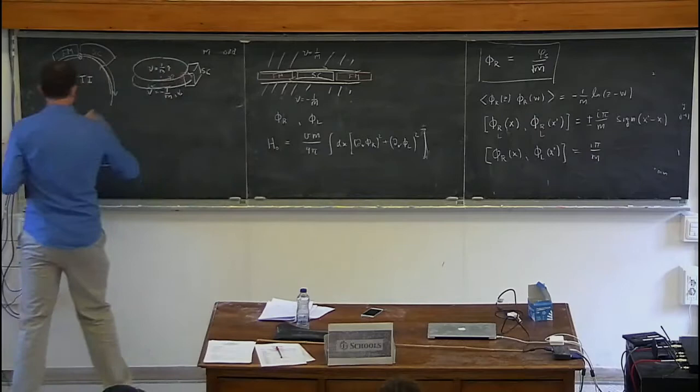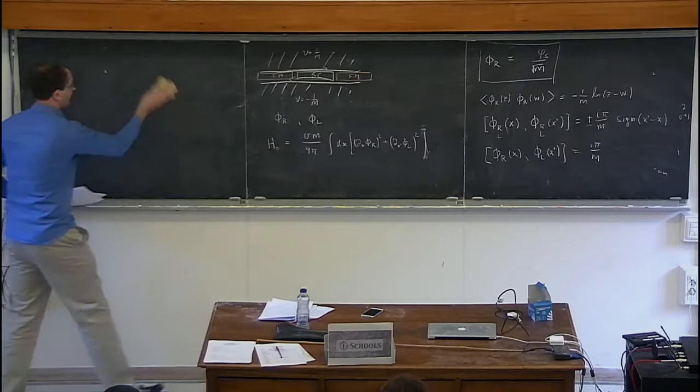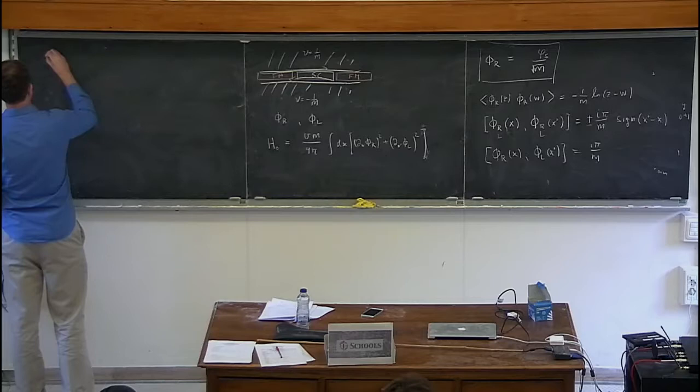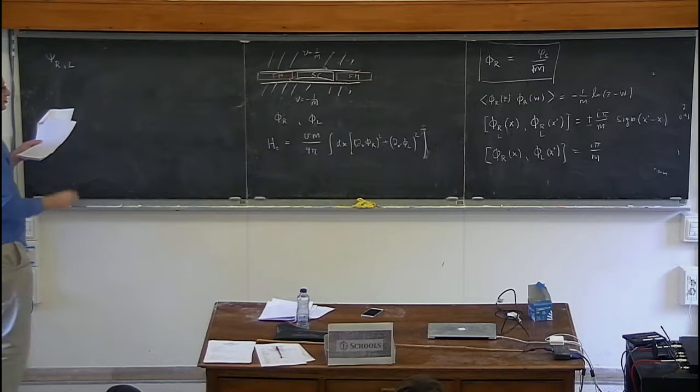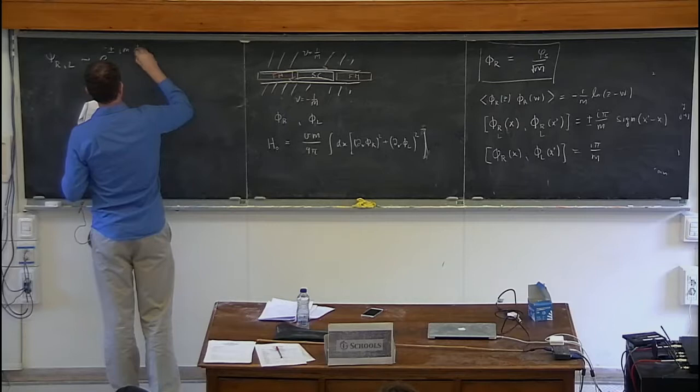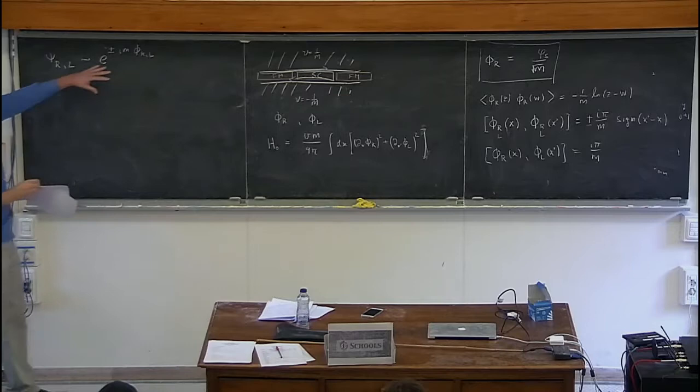And I can now write the physical operators of the edge, as was shown, in terms of these fields φ_R and φ_L. For instance, I can write the operator that annihilates an electron on the right or left moving edges. That's going to be a vertex operator. In this language, it's e to the plus or minus, for right and left, times i m φ_R or L at some position x. This is an electron operator.